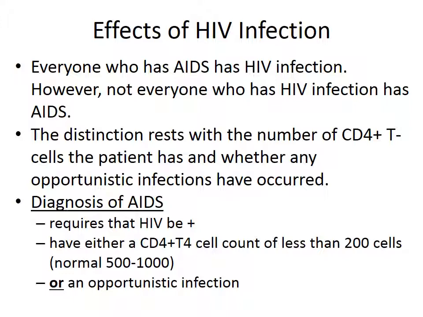Effects of HIV infection. Everyone who has AIDS has HIV infection. However, not everyone who has HIV infection has AIDS. The distinction rests with the number of CD4 plus T cells the patient has and whether any opportunistic infections have occurred. The diagnosis of AIDS requires that HIV be positive and have either a CD4 plus T cell count of less than 200 cells, the normal being 500 to 1,000, or an opportunistic infection.